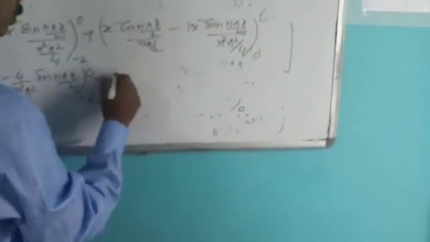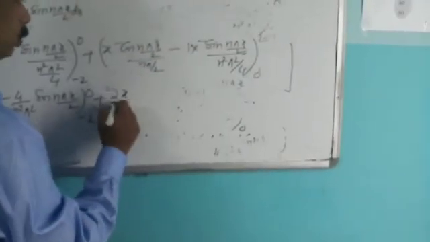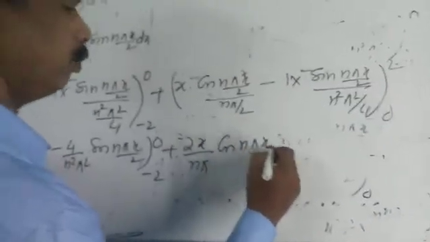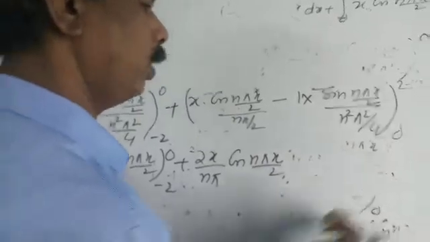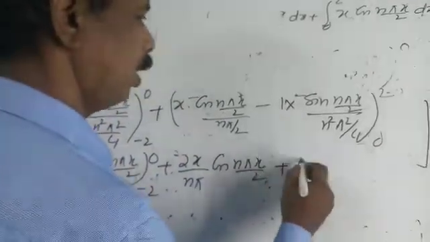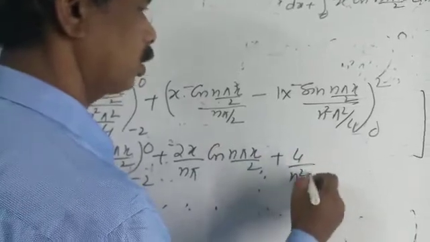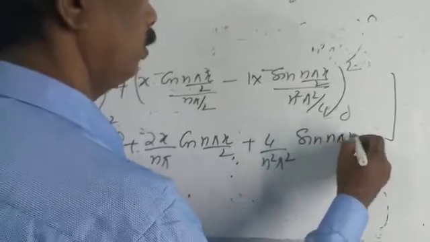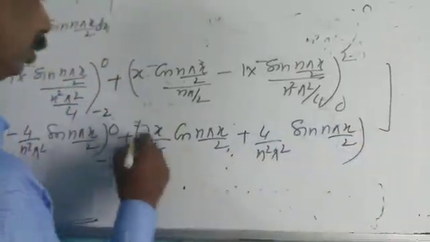And also this plus cos n pi x by 2 by n pi by 2. Yes, take this term: 2 minus 2x by n pi cos n pi x by 2. Okay, and this is minus into minus plus, that is equal to 4 by n square pi square sin n pi x by 2, limit 0 to 2.